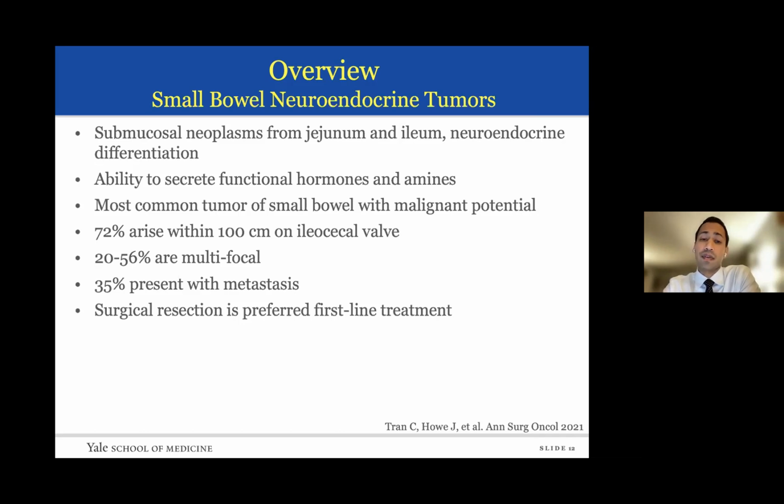Nearly a third of these tumors arise relatively close to the ileocecal valve, and the reason that's important is our operative decision making takes that into consideration. Many patients present with multifocal disease. That's also very important when I talk about the surgical approaches. And about 35% of patients present with distant metastases. So surgical resection is a preferred frontline treatment for these patients.